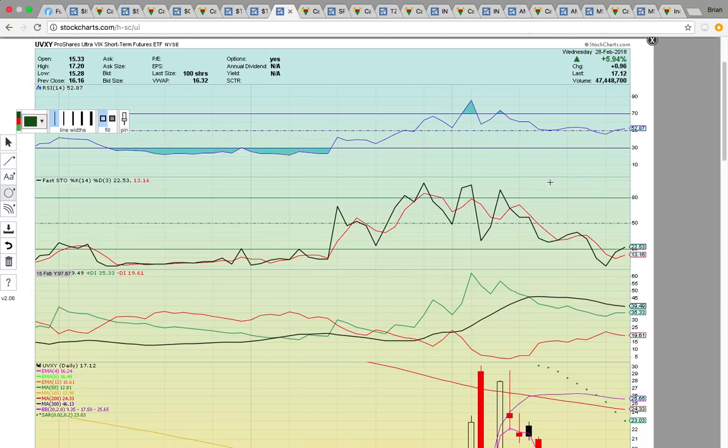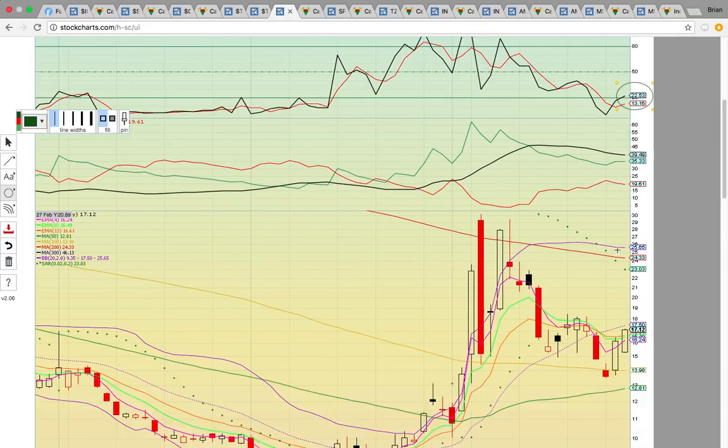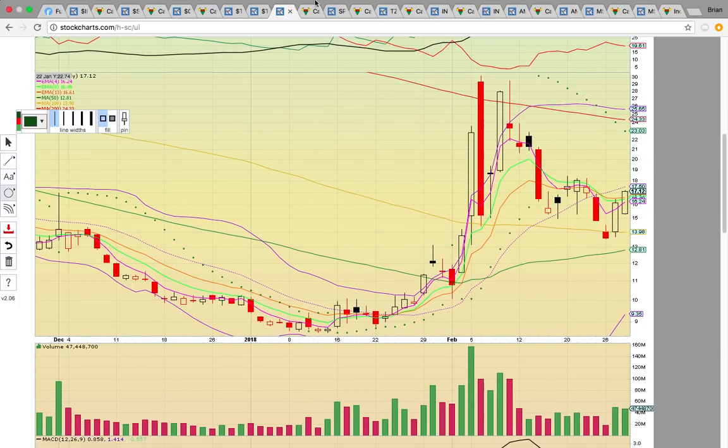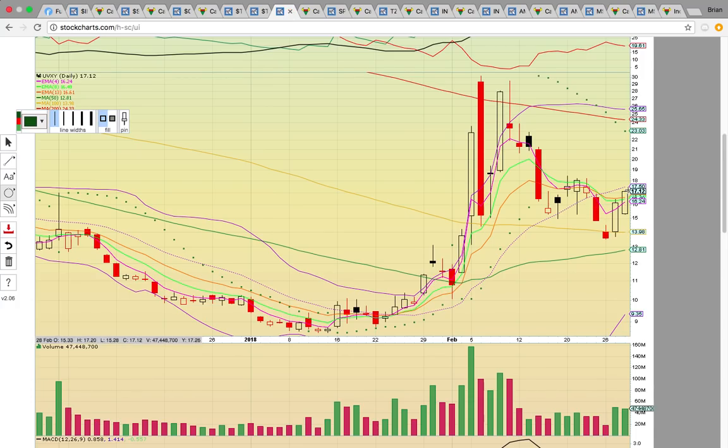Now if you look at UVXY, VIX spiked again today, and so UVXY was up, TVIX, VIX, VXX, all the different ways to play volatility. They spiked today, up nearly 6%, back above 50 on RSI, and back above 20 on Fasto. And then down here, there was a bullish reversal pattern that formed yesterday.